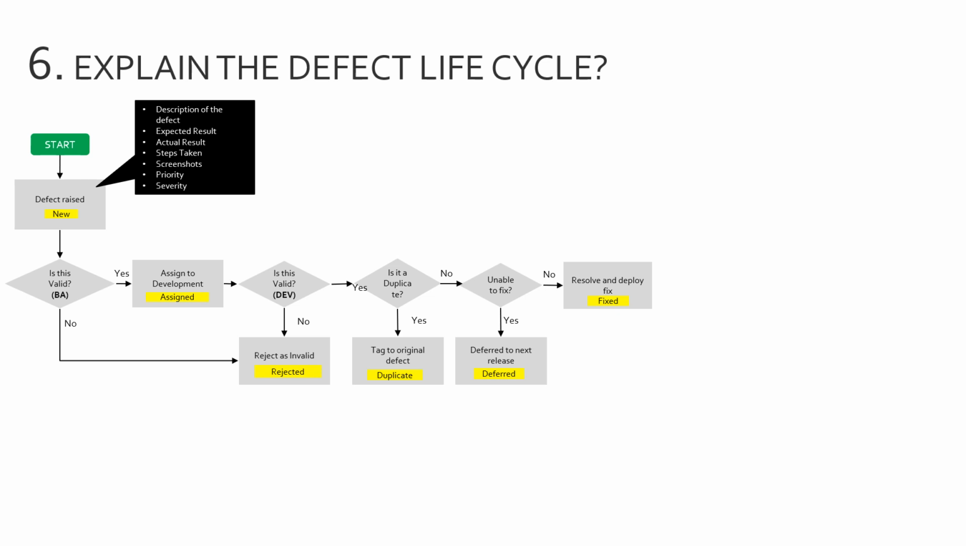And then let's say they're able to fix it. If they're able to fix it, then they would resolve the fix, and then they will deploy the fix. So once the fix is deployed, the status will change to fixed, indicating the testing team to retest the defect. So that defect will be retested to see if it is fixed or not. If it's not fixed, it will be reassigned back to the development team, stating the same thing, providing the retest results, the screenshots, etc.